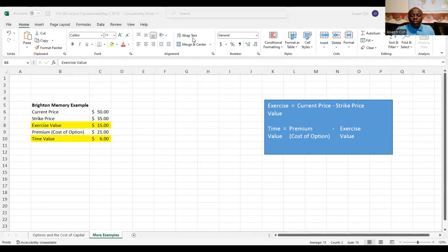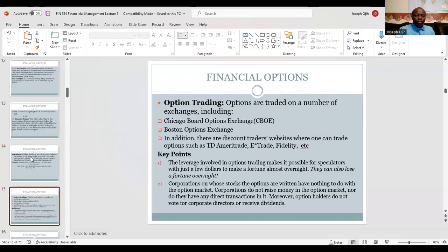So now, taking us back to the presentation, you have option trading. Options are usually traded at exchanges, such as the Chicago Board Options Exchange and the Boston Options Exchange, and then we have a lot of discount brokerages online. Good examples are TD Ameritrade, E-Trade, Fidelity, and so on and so forth.